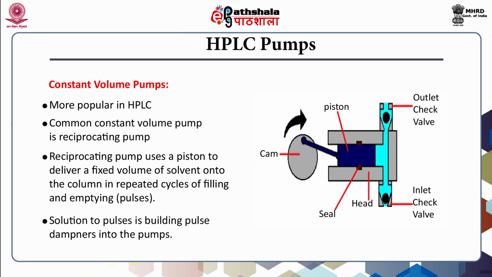Therefore, in order to avoid pulses in the flow of the mobile phase, pulse dampeners are built into the pumps. By using these pulse dampeners, the pulse effect can be nullified. So, there will be a constant flow of the mobile phase. So, this is about the pumps in the HPLC instrumentation.